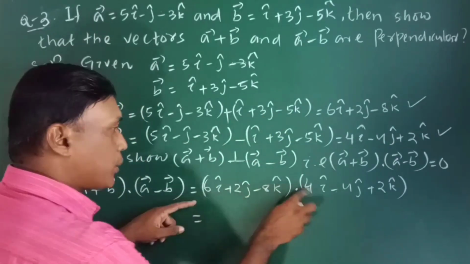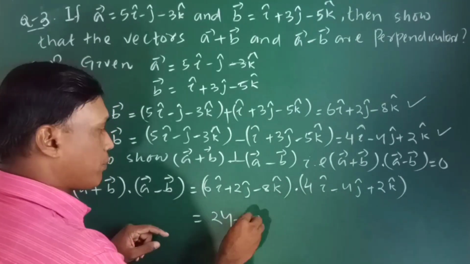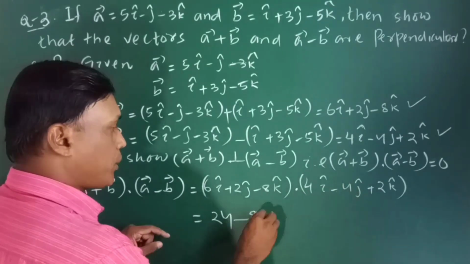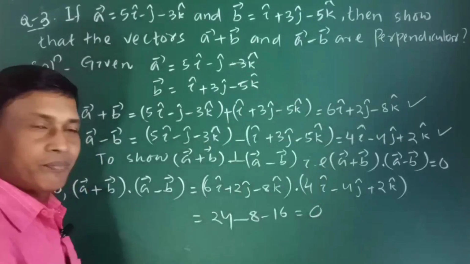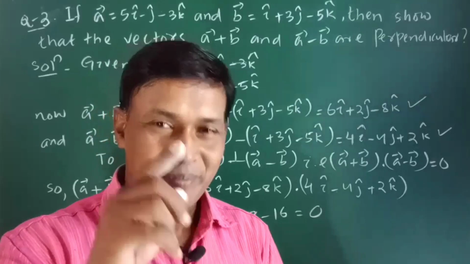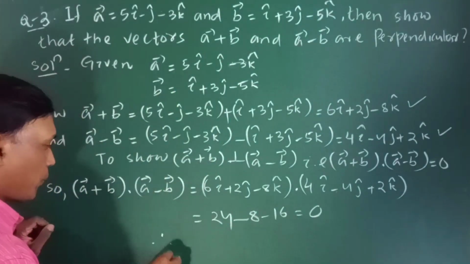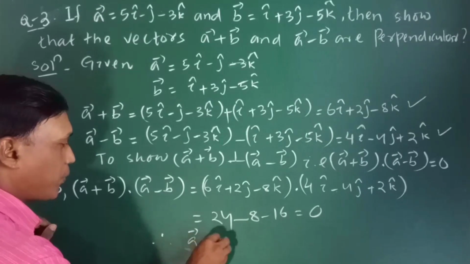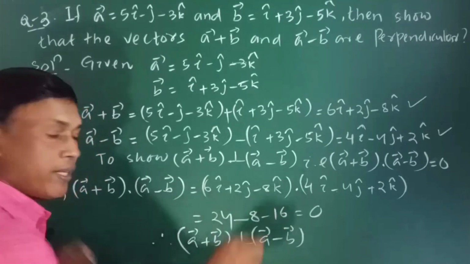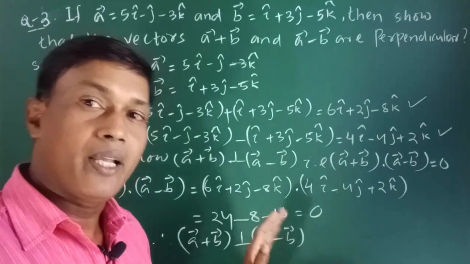So 6 into 4 is 24, here is plus 2 into minus 4 is minus 8, and here is minus 8 into plus 2 is minus 16, and the sum is 0. As the dot product of two vectors is 0, the two vectors are perpendicular. Therefore we find here A plus B vector is perpendicular to A minus B vector. In this way you can show A plus B is perpendicular to A minus B.